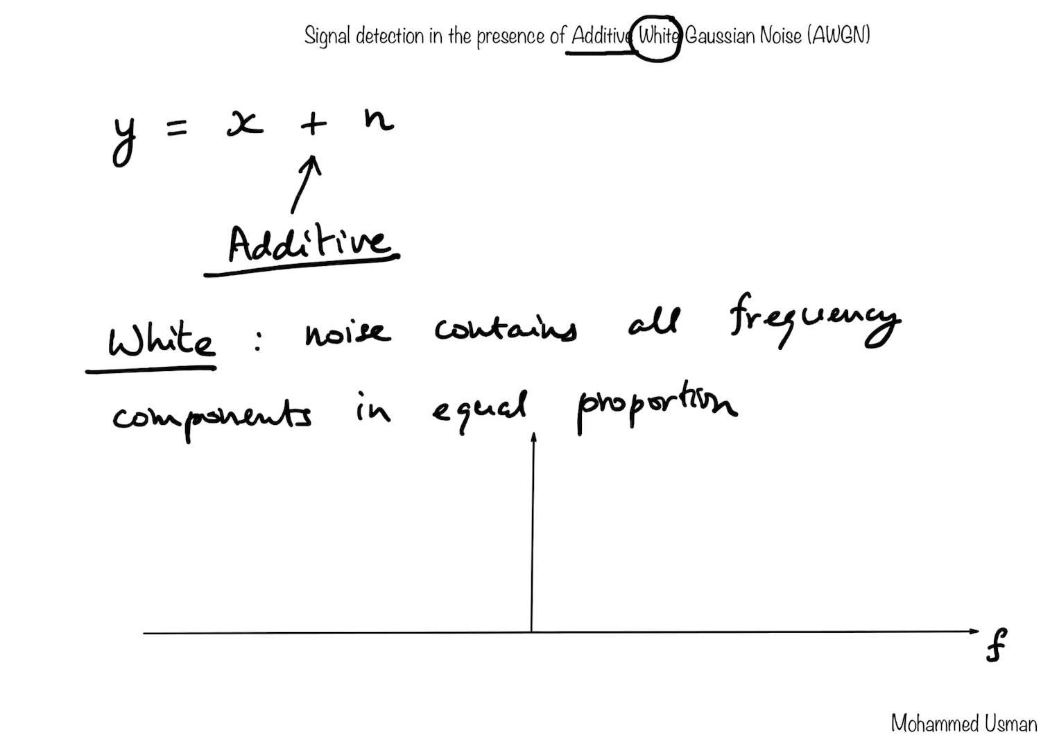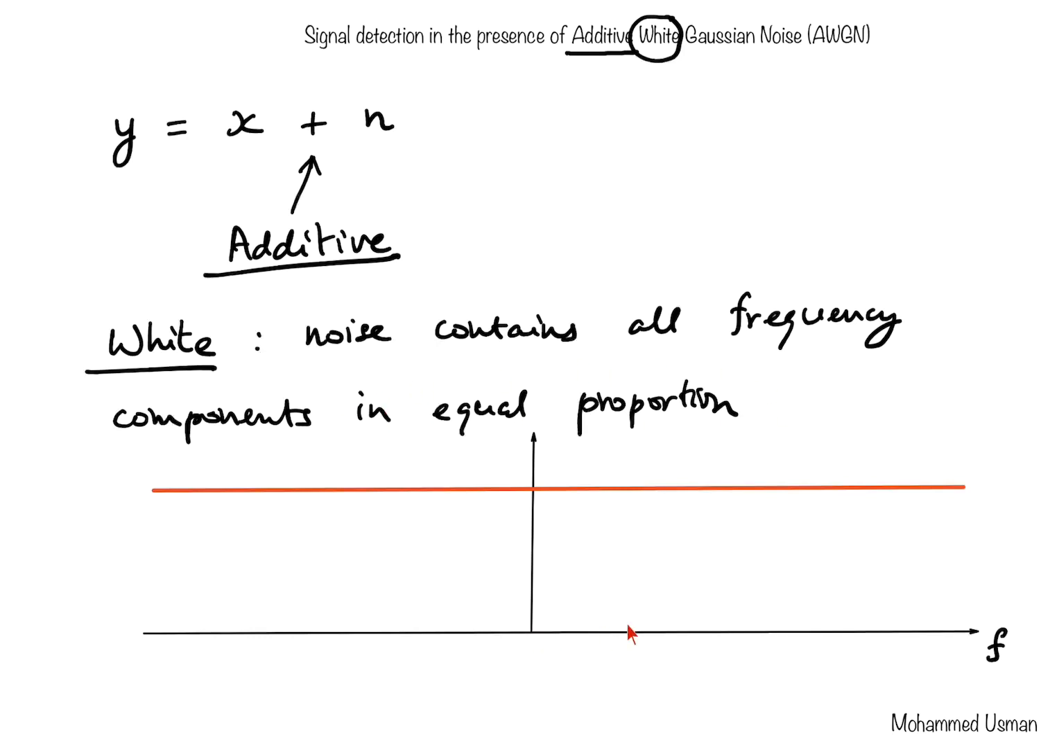If you plot the power spectrum of the noise signal, we are going to get a constant. That means the power spectrum is going to be flat like this. So the power spectrum of noise, more specifically we call it the power spectral density of noise. And if you notice, it is flat in the sense that it has equal proportion at all frequency components.